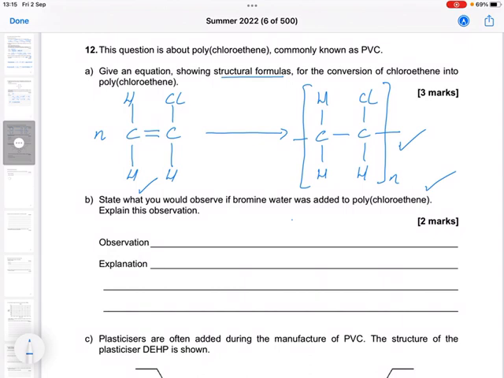State what you would observe if bromine water was added to polyvinyl chloride. So that's to this. This is PVC. And as you can see, there's no carbon-carbon double bonds in there. So there'll be no reaction, or it will stay yellow or stay orange, no reaction. And the reason for that is it is saturated.